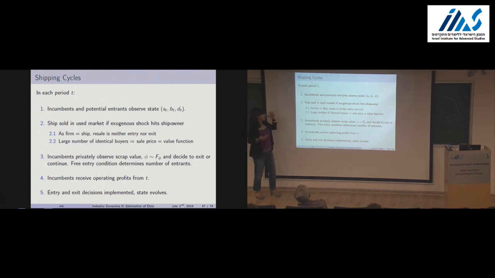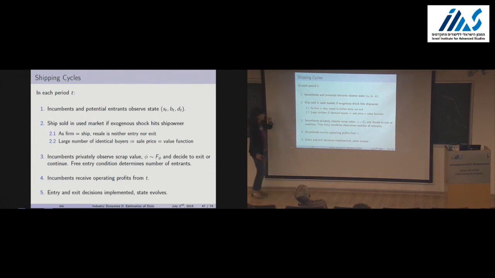So in this very simple non-model, there is a large number of identical buyers. And so if I think I'm making $50 million from this ship, you are also thinking that you're making $50 million from this ship. And so we're going to exchange the ship at basically $50 million. Okay? So this is a very simple way to say that under these assumptions, resale prices are going to essentially tell us what the value functions of these ships are.